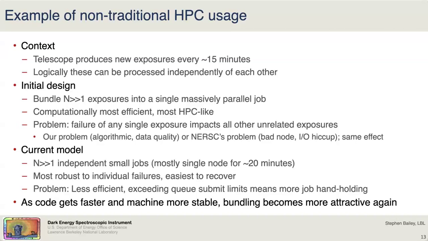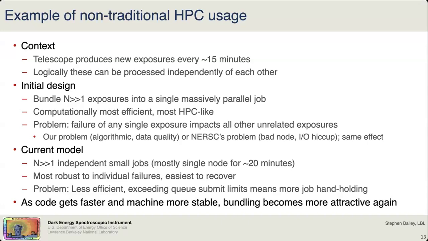Going into one example of a non-traditional HPC usage. I mentioned our telescope is taking exposures every 15 minutes or so. And logically, most steps of the pipeline can process those completely independently. So we're looking at that patch of the sky, that patch of the sky. They don't have anything to do with each other. We just process them. Our initial design was, we will be HPC.